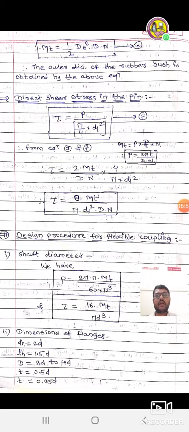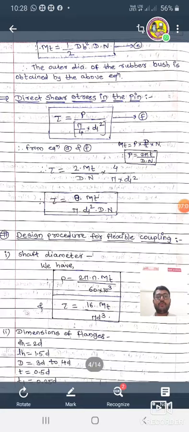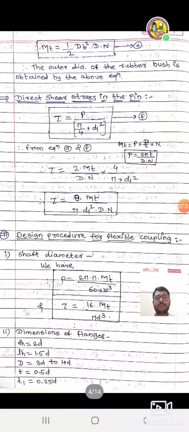Then next, direct shear stress in the pin. We know that direct shear stress tau equal to P upon area, pi by 4 d1 square. From equation A and F, equation A is Mt equal to P into D by 2 into n, and equation F is tau equal to P upon pi by 4 d1 square. Putting the value of P, that is equal to 2 Mt upon D n, we get tau equal to 2 Mt upon D n into 4 upon pi d1 square, that is tau equal to 8 Mt upon pi d1 square into capital D into n.